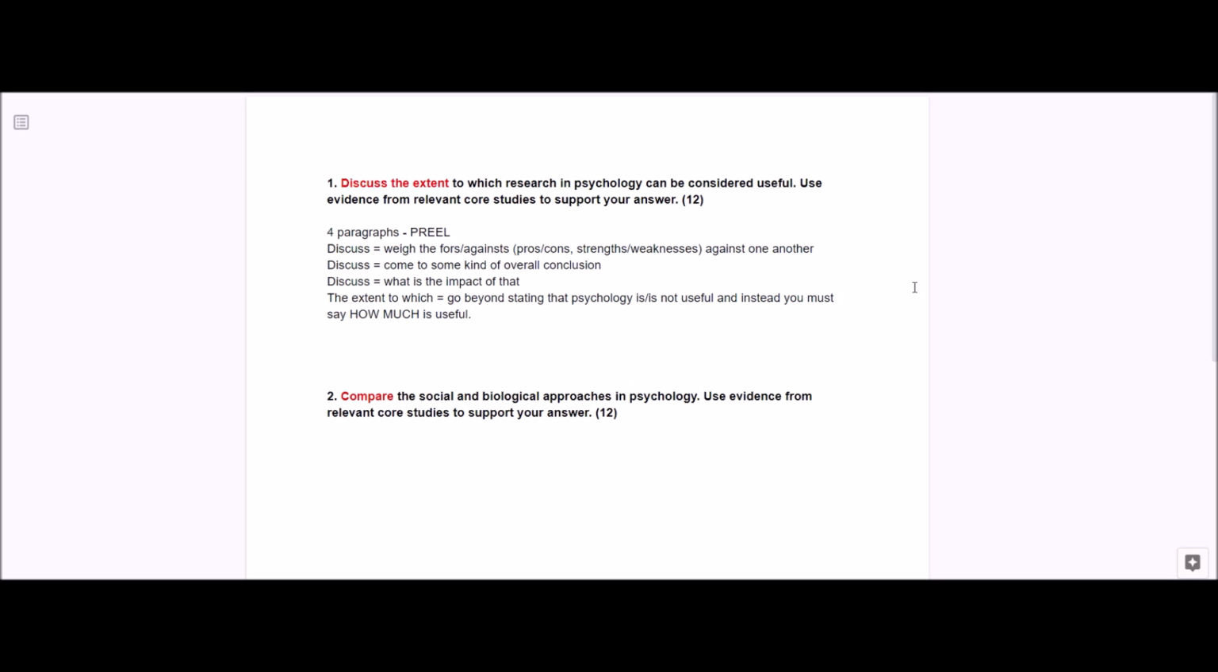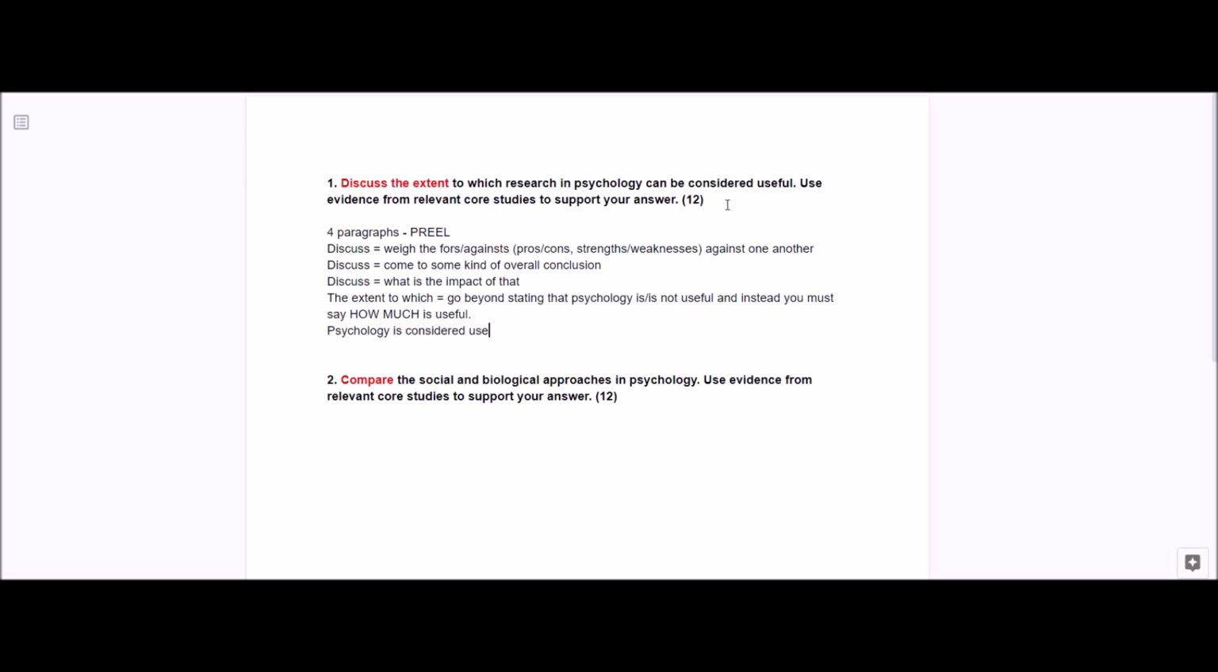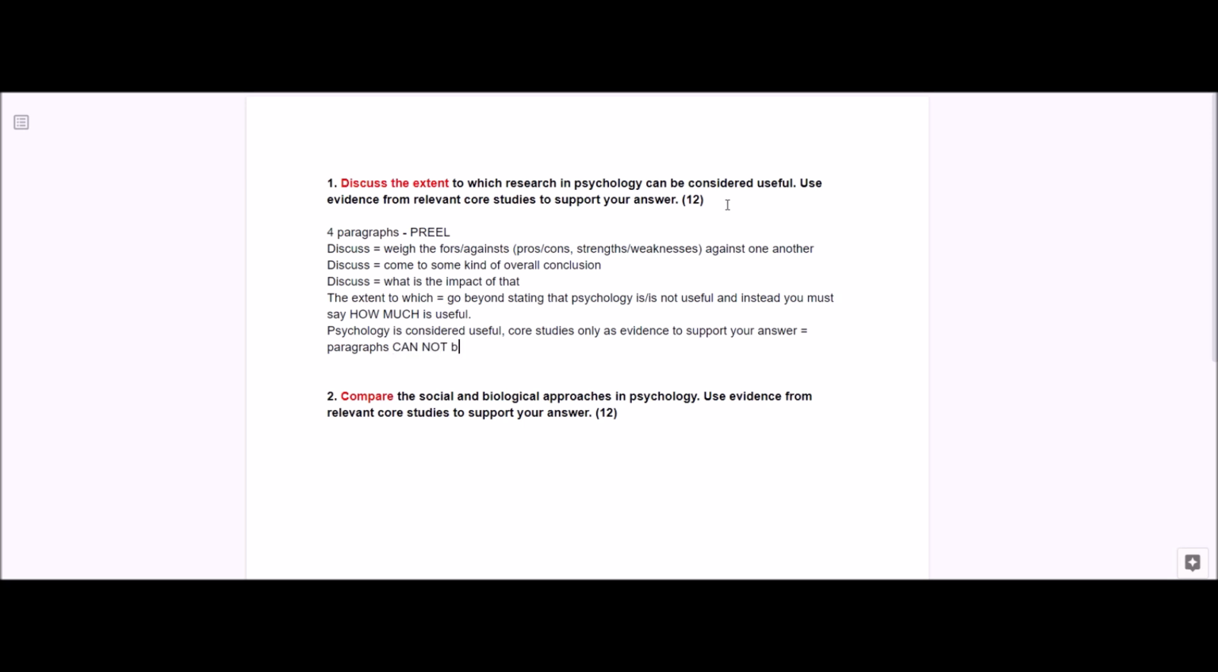Okay, and finally this bit here, so use evidence from core studies to support your answer. And the fact it's saying that psychology is considered useful means that your paragraphs cannot be study-led. Okay, so you're not saying how much a piece of research is useful, you're saying how much psychology is useful, but here's a piece of research that illustrates that point that I'm making.